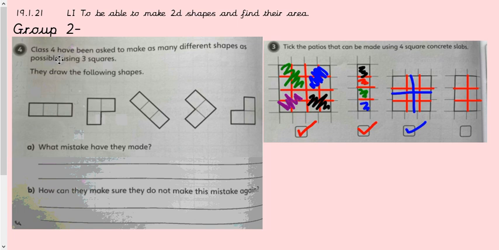So class 4 have been asked to make as many different shapes as possible using 3 squares. They draw the following shapes. So we've got these 5 shapes. What mistake have they made?